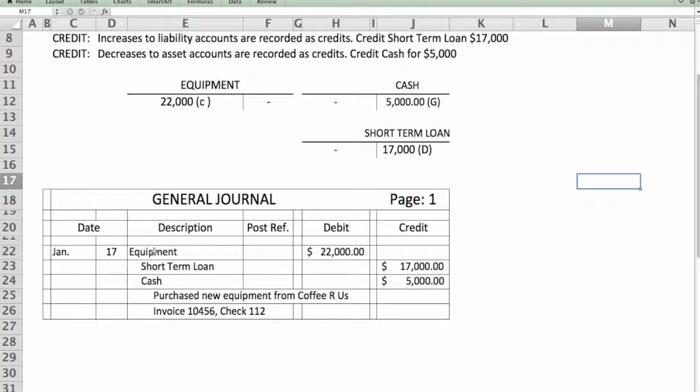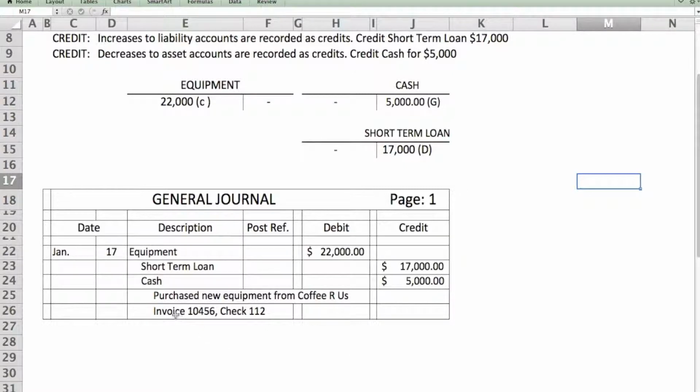You put the first thing down that you're going to debit. In this case, it'll be equipment, $22,000. The next, you indent it once when you're going to credit it. Short-term loan, $17,000. That's all to be credited. Now, this is where it's a little different from before. We have a third part of the transaction, cash. It only gets indented once because it's part of the credit section. Indent once, you have cash, and you'll credit $5,000. Finally, in the lines below, you put in a description, we purchased new equipment from Coffee RS.